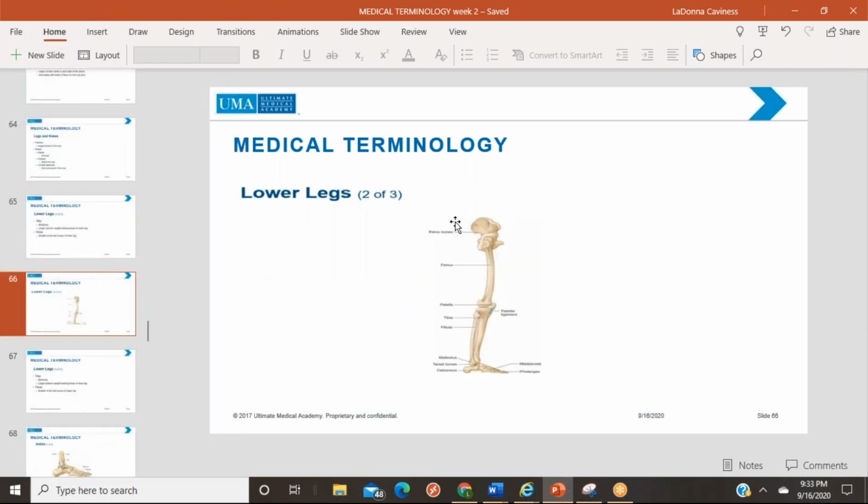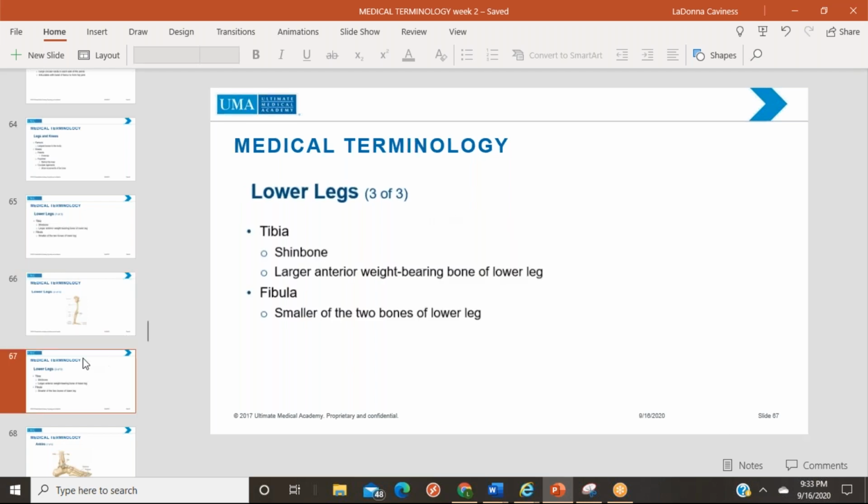All right, a little bit more about the lower leg. The lower leg consists of the tibia, the shin bone, the larger anterior weight-bearing bone of the lower leg, and the fibula, which is the smaller of the 2 bones of the lower leg.